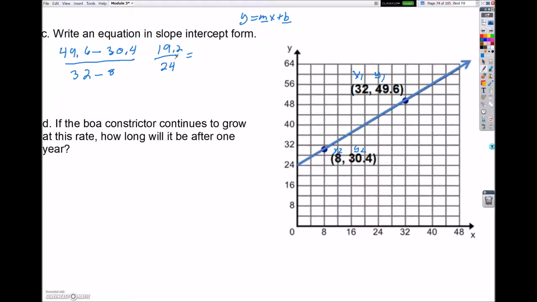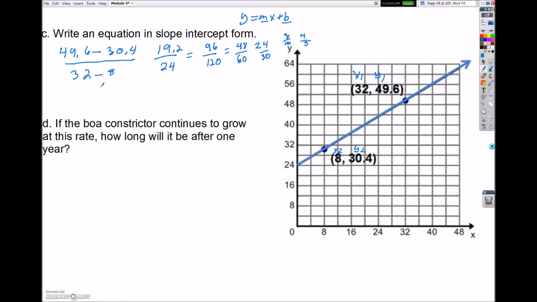So 19.2 times 5 gives me 96, and 24 times 5 gives me 120. Looking at these, I can reduce them both by 2, so this would give me 60 on the bottom. Let me double check this. 96 divided by 2 is 48. These are both even again, so it will be 24 over 30, which reduces again, if we reduce them both by 3, to 8 over 10, and I reduce it again to 4 over 5. So 4/5 is my slope.